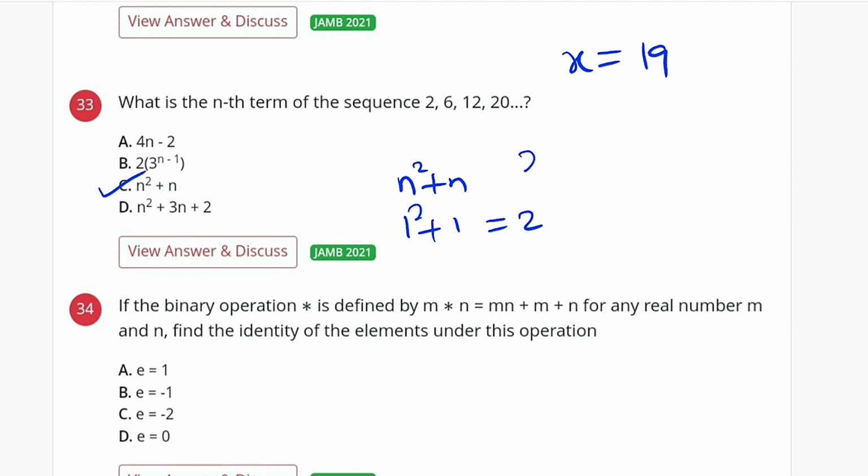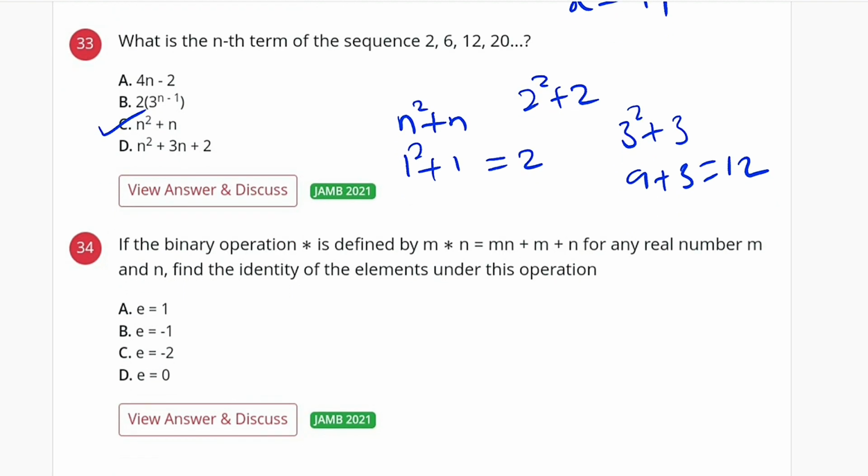When n is 2, we have 2 squared plus 2. 2 squared is 4, plus 2 is 6. We have the second term. If n is 3, I will stop here. 3 squared plus 3. 3 squared is 9, and 9 plus 3 is definitely 12. So the answer is n squared plus n.